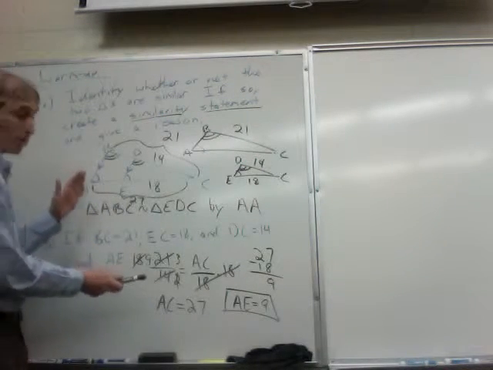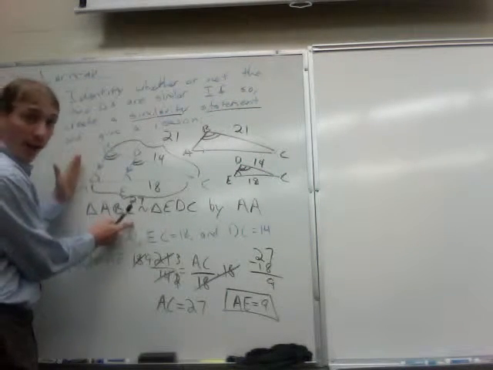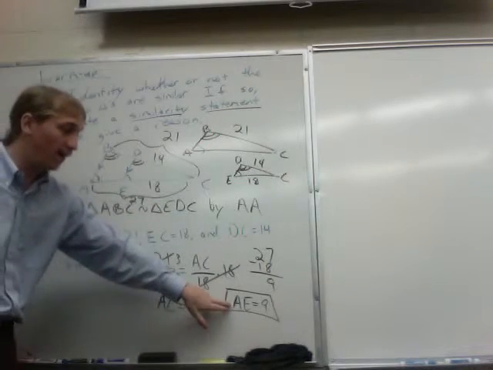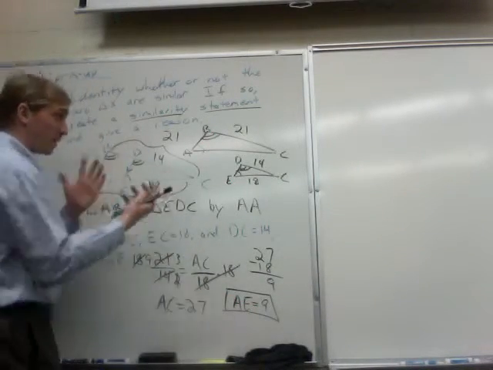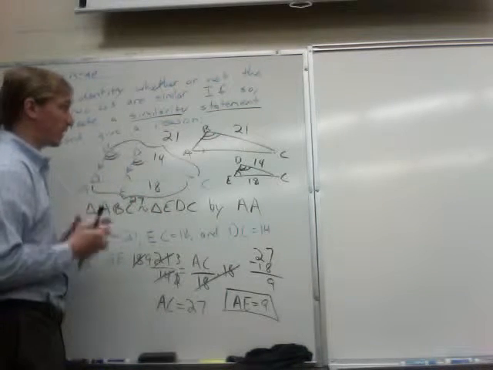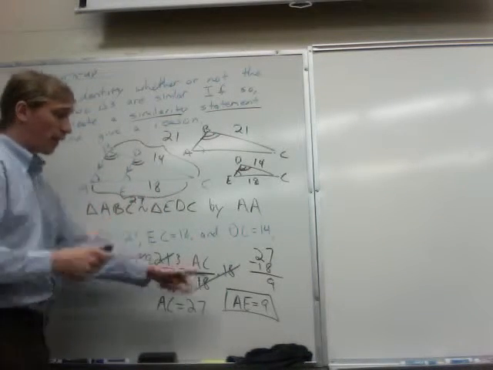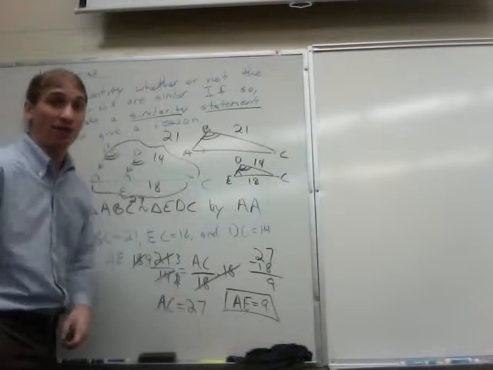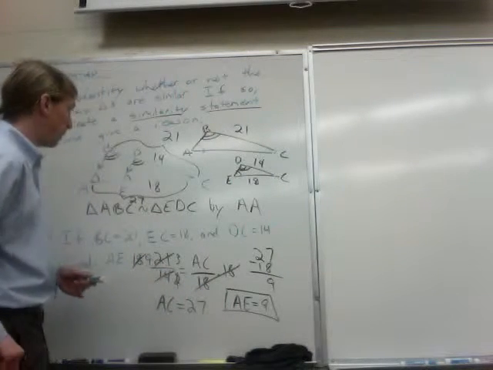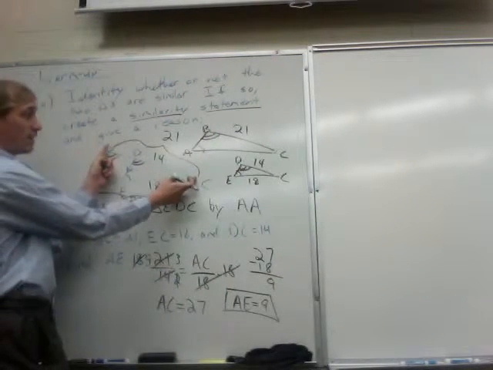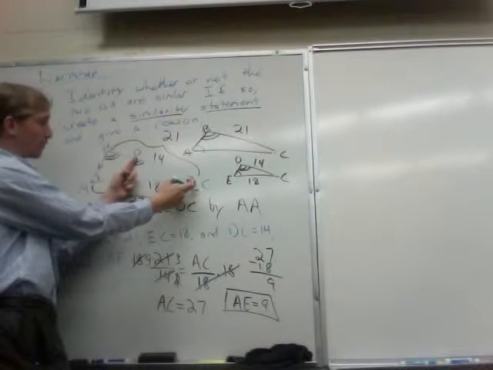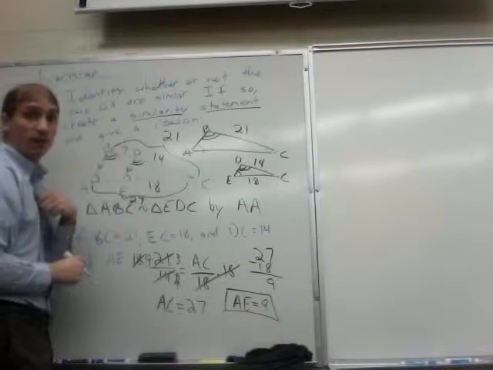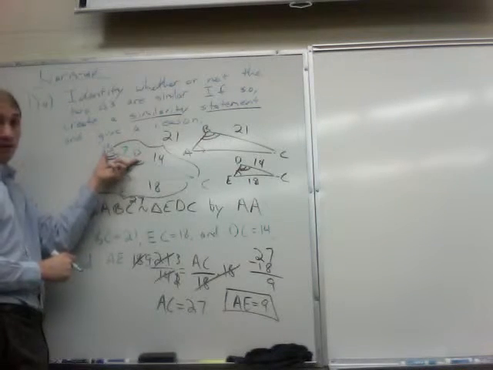If you're watching this, you already understand how to do part A, and you already understand how to find that AE is 9 in part B. I want to go over a few other ideas that we can get from this example though. An alternate way to find that AE is 9 would be to acknowledge that if this is 21 and this is 14, then 21 minus 14 would leave me with 7 for BD.